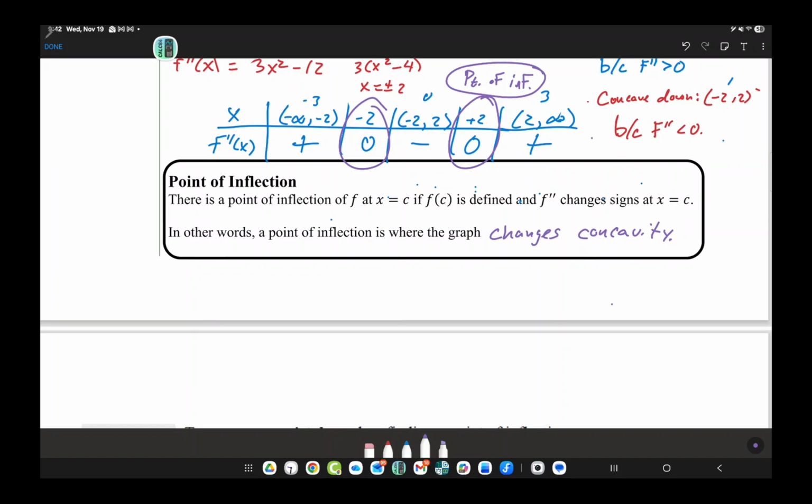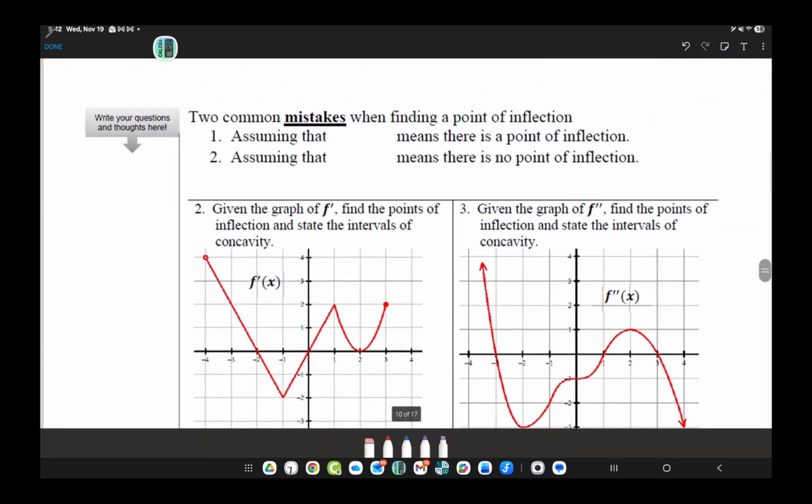Good. All right. Any questions on that so far? Easy enough? Okay. So, 2 common mistakes when finding points of inflection.